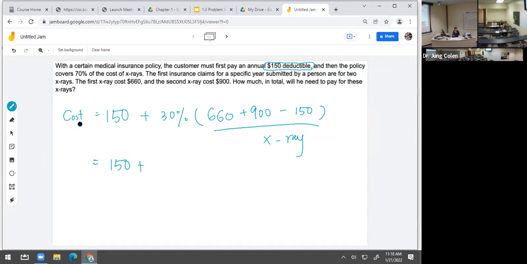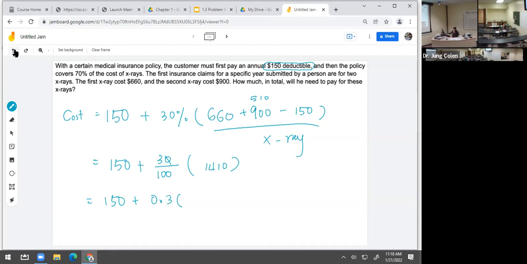150 plus 30% is 30 per 100, right? 30%, 30 per 100. If we calculate 660 plus 900 minus 150, we can do this mentally. 660 minus 150 will be 510, right? So if you add 510 to 900, it's 1410, right? And this is 0.3 times, or I can do it this way. I think this is easier.